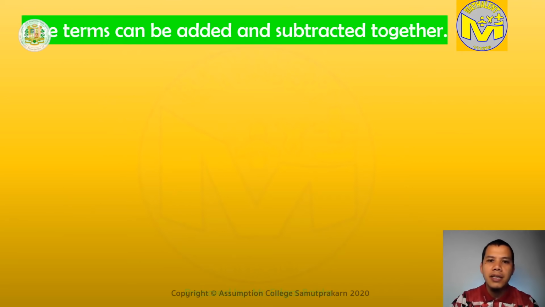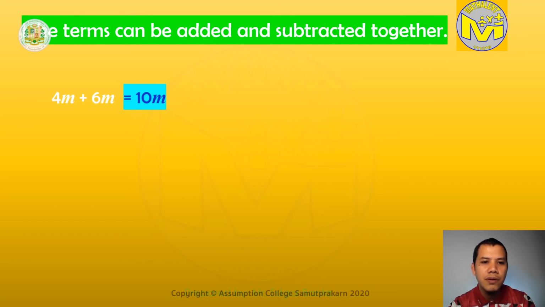Like terms can be added and subtracted together. Look at this. 4M plus 6M is equal to 10M. How did it happen? We just add the coefficients. Remember, coefficients are the numbers. 4 plus 6 equals 10, and then copy the variable M. We can only add like terms. Okay?